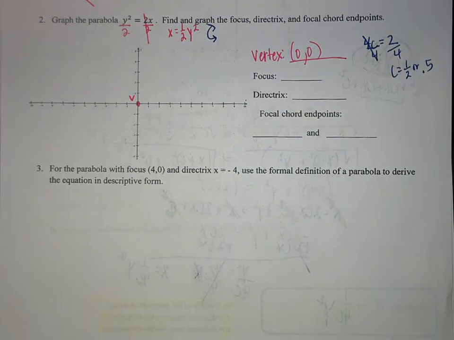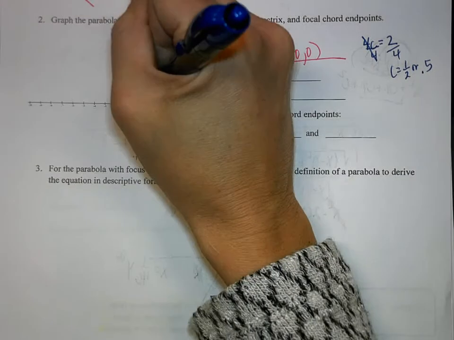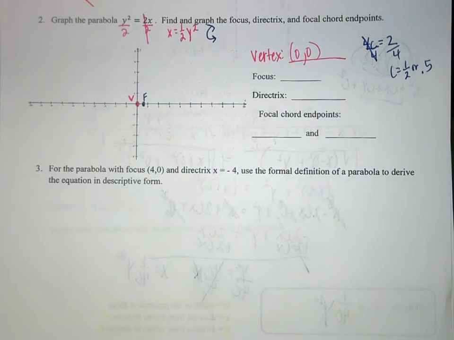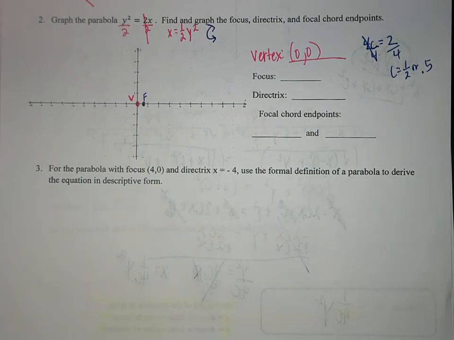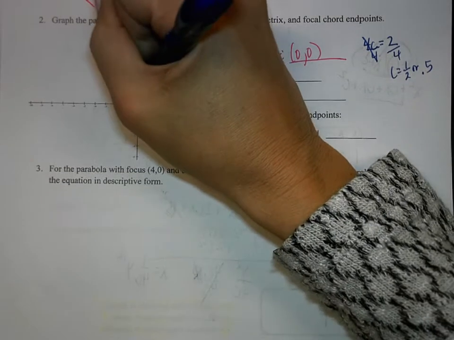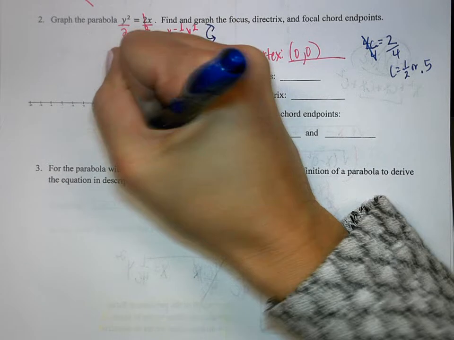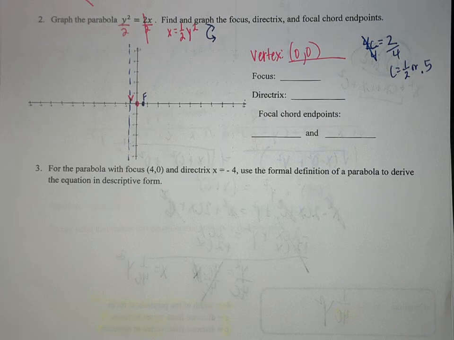So in terms of my focus, where will I go? To the right, 1/2 or 0.5. So I'm going to put a point right here, and I'm going to label that with an F to remind me that that's the focus. Where will I go for the directrix? Good. 1/2 left. So there's my directrix. In order to get my focal chord endpoints, what do I do?